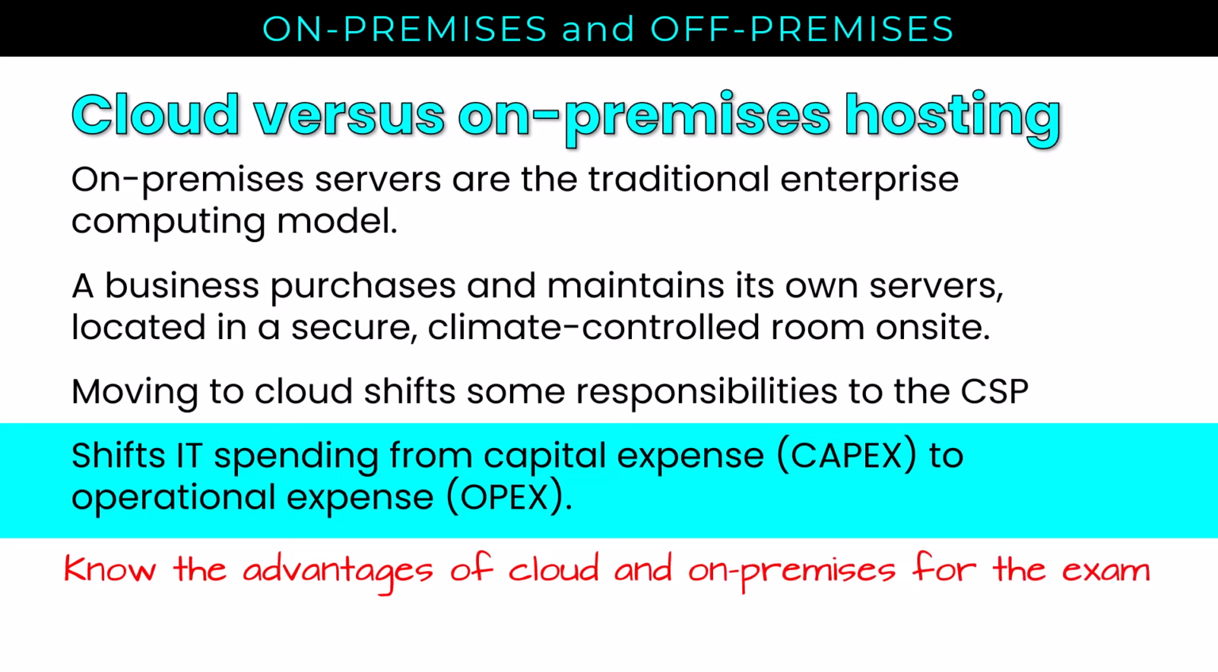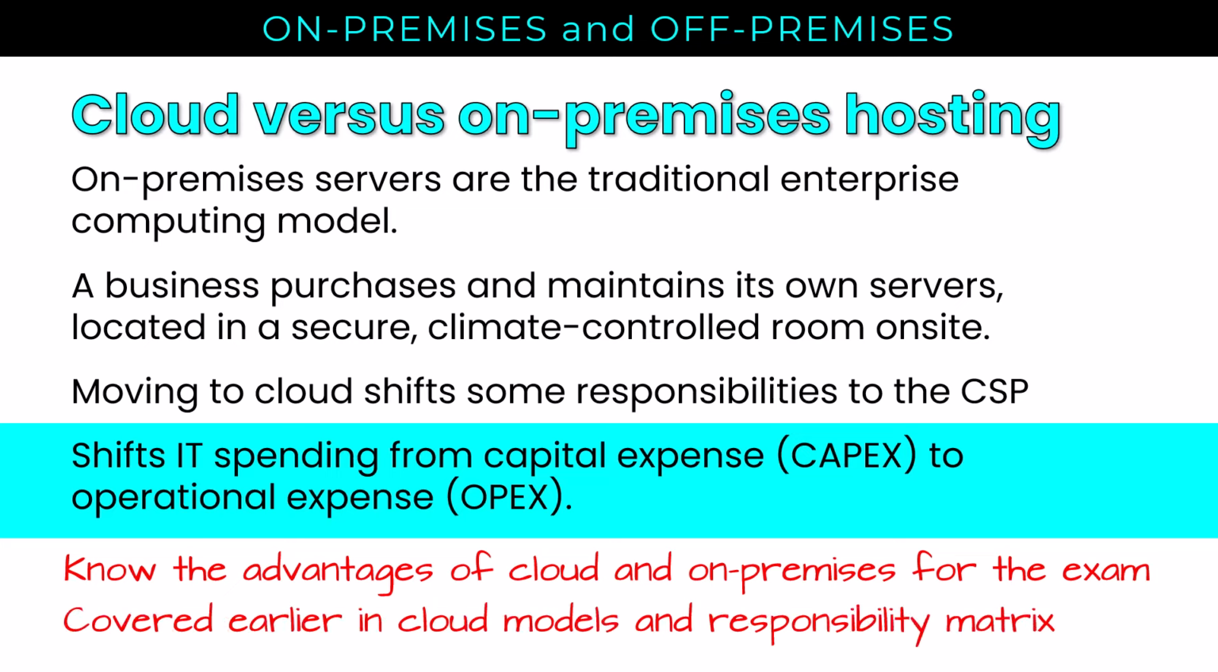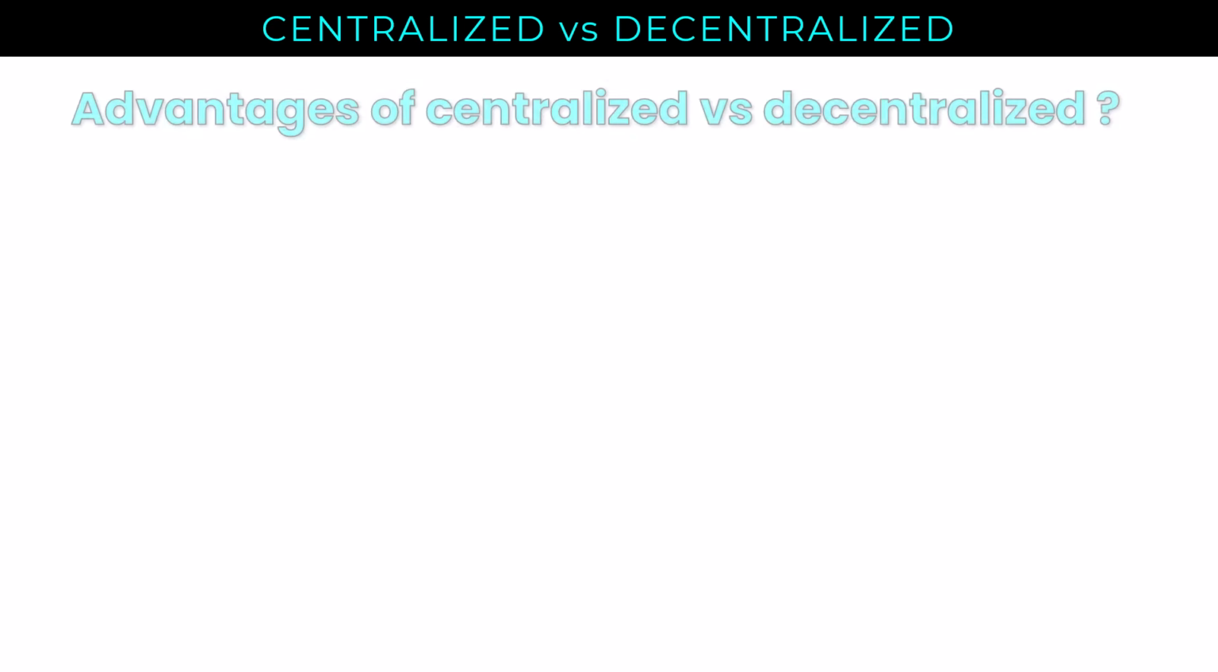Definitely cloud is going to factor a little more prominently than in the previous version of this exam, so I'd know the advantages of cloud and on-premises for the exam. We talked about everything you need to know for the exam in cloud models and the responsibility matrix earlier in this session. We also see centralized versus decentralized on the syllabus, so understanding the advantages of each.